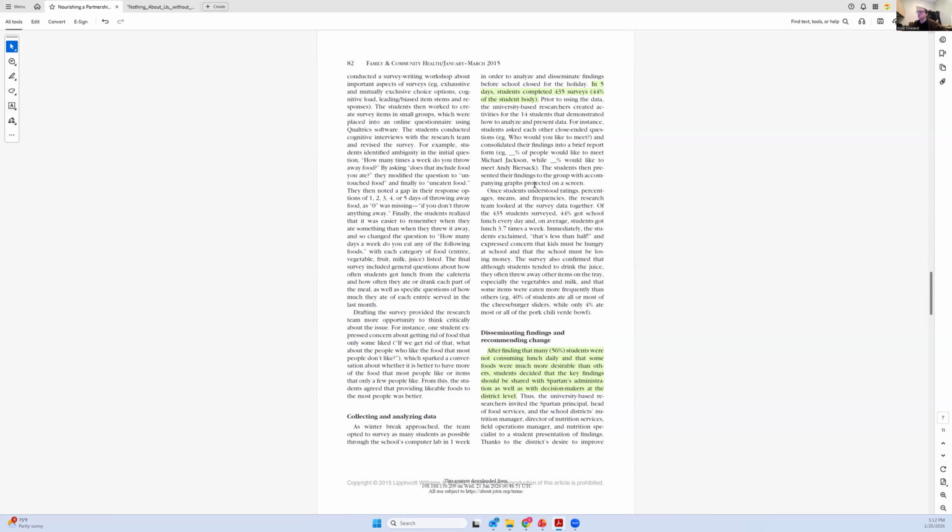They obtained 44% of the student body, which is a way better response rate than most researchers actually get. And then we're able to obtain survey data. So 44% got school lunch every day. They got lunch 3.7 times a week. That's less than half.